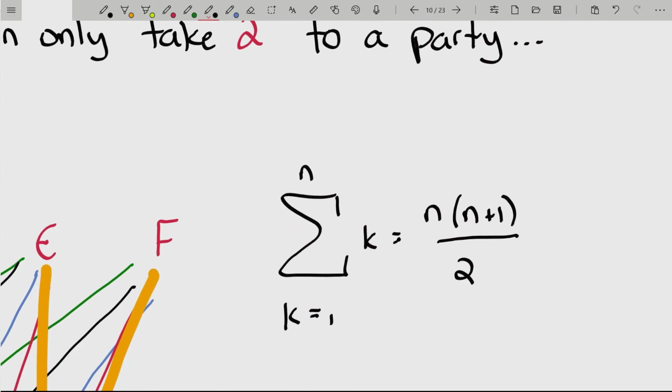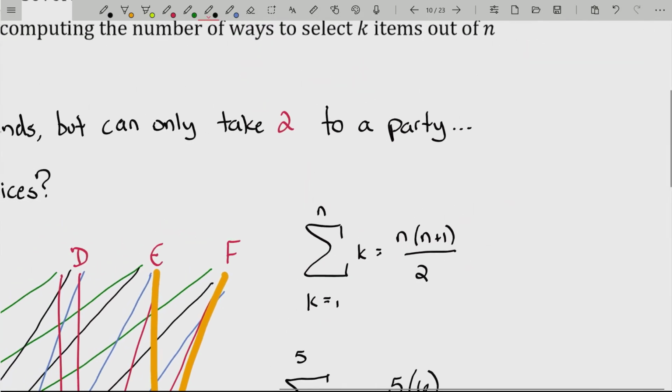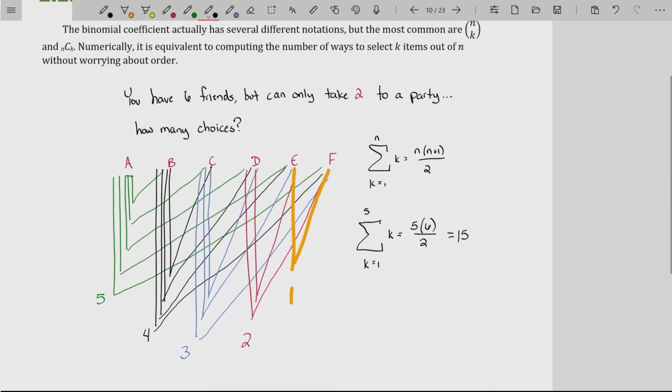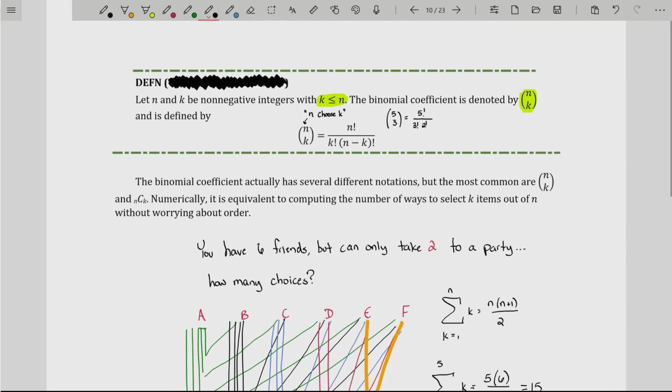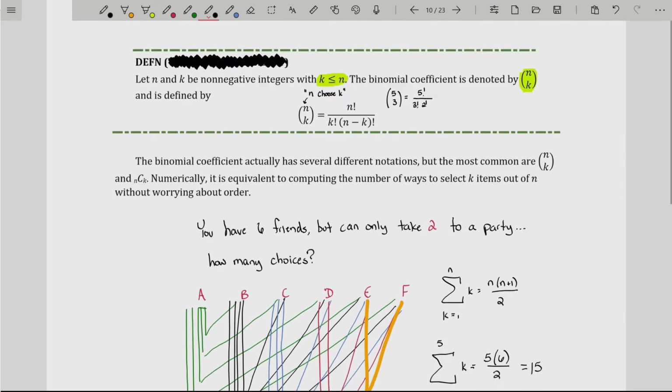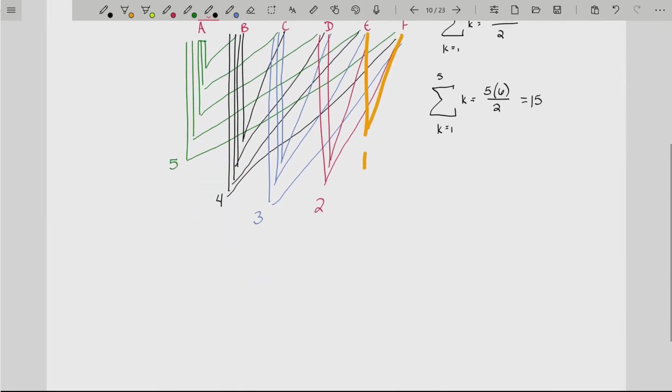It's just a product of two things divided by 2. And then we could have done all that to get to the 15, or we could use this new notation. We have 6 friends, we can only choose 2. So 6 choose 2 is 6 factorial over 2 factorial times 6 minus 2, which is 4 factorial.